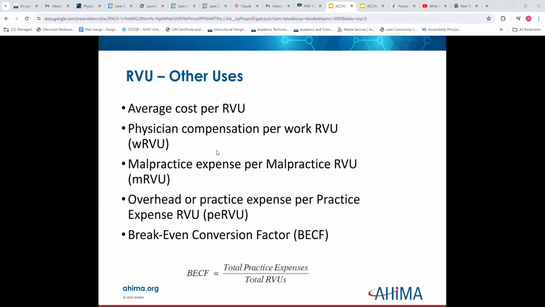And again, these RVUs are used for other things, right? Average cost per RVU, physician compensation per work RVU, malpractice expense per malpractice RVU, and break-even conversion factors. So a lot of use, especially as we're seeing more managed care organizations, we're seeing more large hospital groups. All these things are coming into play here.